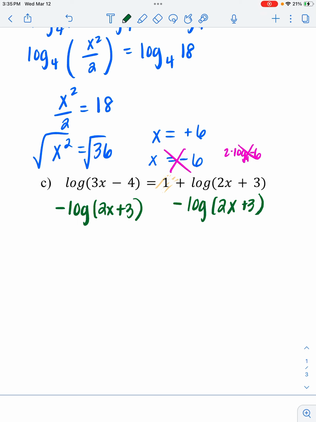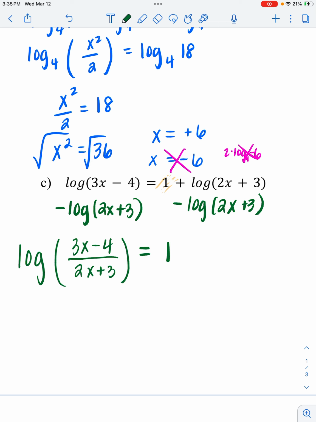Okay. Now that I'm subtracting log 3x minus 4 minus log of 2x plus 3, subtracting on the left side is actually going to turn this into a division problem, because when I combine my logs to a single log, the subtraction turns into division. So it's going to be 3x minus 4 over 2x plus 3. Now that I have a single log on one side and a number on the other, I can turn it into a base to the exponent equals the argument. Base to the exponent equals the argument.